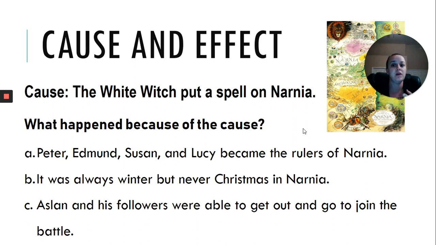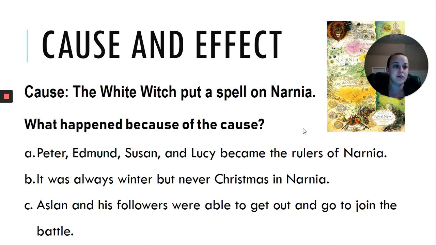Was it that Peter, Edmund, Susan, and Lucy became the rulers of Narnia? Was it because it was always winter but never Christmas in Narnia because of the White Witch's spell on Narnia? Or was it Aslan and his followers were able to get out and go to join the battle because of the White Witch's spell on Narnia?